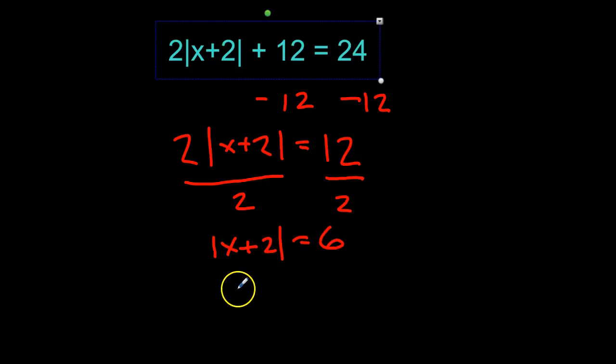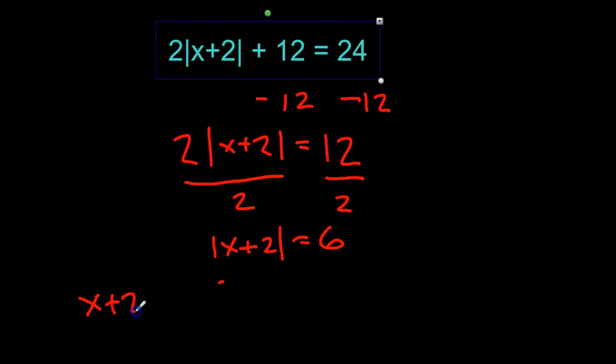Now this looks like a doable problem. So here's where that split is occurring. And you want to do the split as soon as you get this absolute value isolated. There's nothing outside of the absolute value. So now either x plus 2 is 6, or maybe x plus 2 is negative 6.